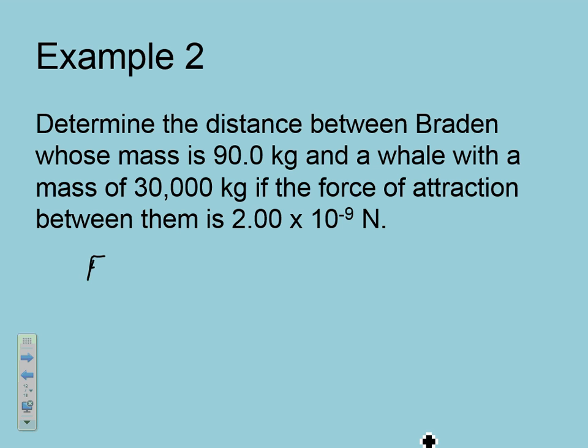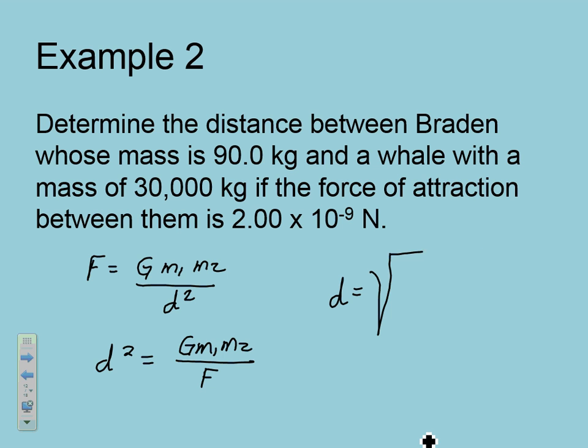So our basic equation is F equals G m1 m2 divided by d squared. So my first rearrangement gives me d squared equals G m1 m2 over F. To get rid of the squared, you're going to take the square root of both sides. So your working equation is d equals the square root of G m1 m2 over F. Super important that you rearrange before you plug in your numbers. It'll be much easier for you.